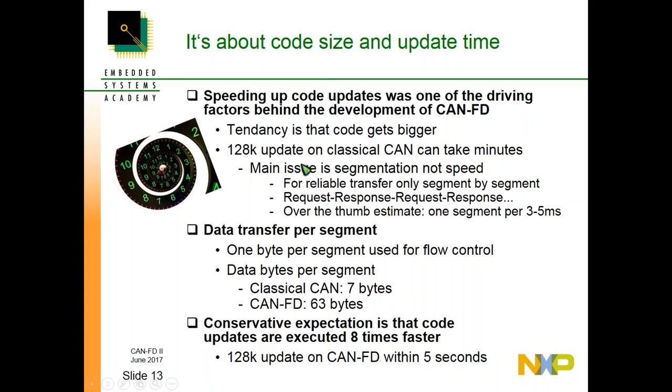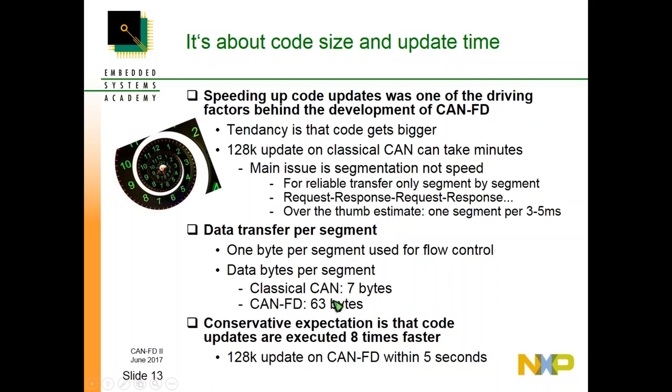And what is the reason why it's so slow? Because theoretically, even classical CAN can do 1 megabit, right? Well, the main issue here is also the segmentation, not only the speed. Because for a reliable transfer of bootloader code, you typically do this segment by segment. So you send a request, wait for the response, send a request, wait for the response, and so on. A rule-of-thumb estimate is that for one such segment, you need at least 3 to 5 milliseconds, even slower if some other machinery is involved. So with that calculation, it really comes down to these slow speeds.